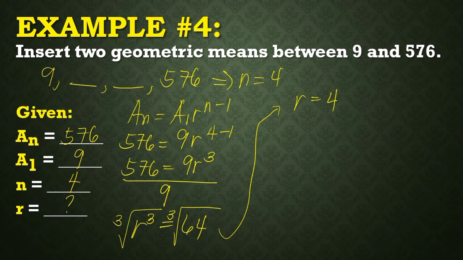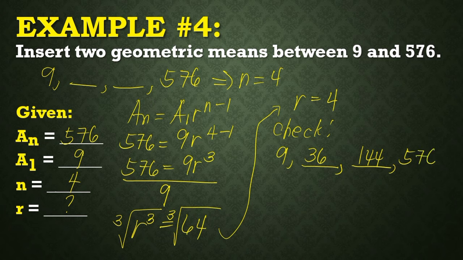Then, check natin. 9 times 4, that is 36. So, 36 yung ating unang geometric mean. And then, times 4, 144. Yun naman yung pangalawang geometric mean. And then, if we multiply again 4, makukuha natin yung last term na 576. So, yung mga hinahanap nating geometric means ay mga 36 and 144.